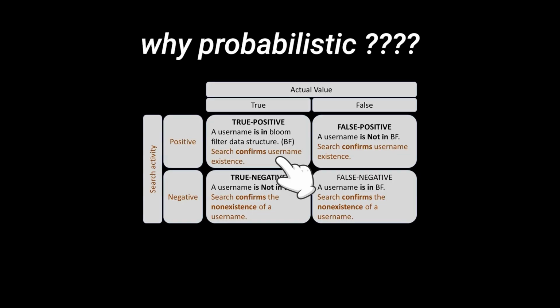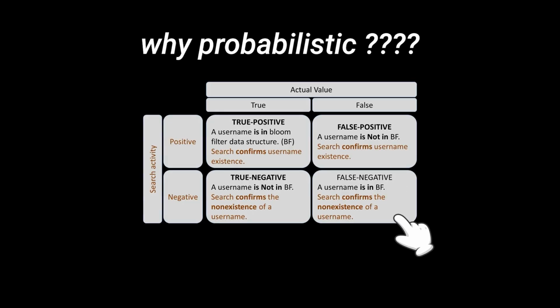and true negative. So true positive is going to tell you that it exists. Checking in the Bloom filter confirms it exists. In the case of false positive, a username does not exist in the Bloom filter, but searching in the Bloom filter will tell you that it exists.